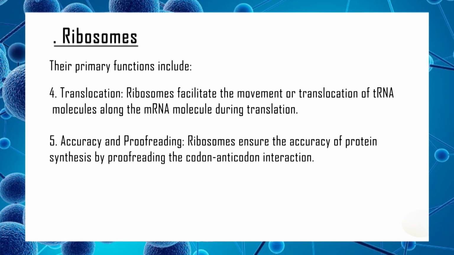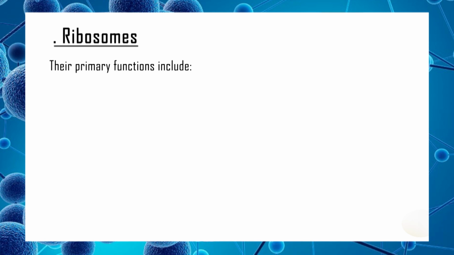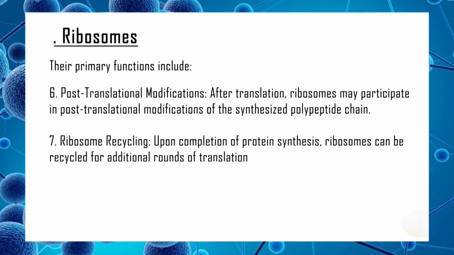The fourth step is translocation, where ribosomes facilitate the movement of tRNA molecules along the RNA molecule during translation. The fifth step is accuracy and proofreading, where ribosomes ensure the accuracy of protein synthesis by proofreading the codon-anticodon interactions. The sixth step is post-translation modification. After translation, ribosomes may participate in post-translation modification of the synthesized polypeptide chain. The seventh step is ribosome recycling. Upon completion of protein synthesis, the ribosome can be recycled for additional rounds of translation.